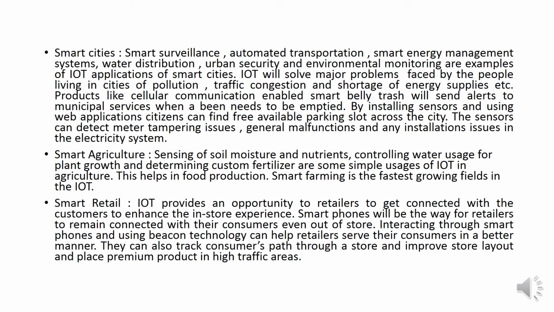Smart agriculture. Sensing of soil moisture and nutrients, controlling water usage for plant growth, and determining custom fertilizer are some simple uses of IoT in agriculture. This helps in food production. Smart farming is one of the fastest growing fields in the IoT.